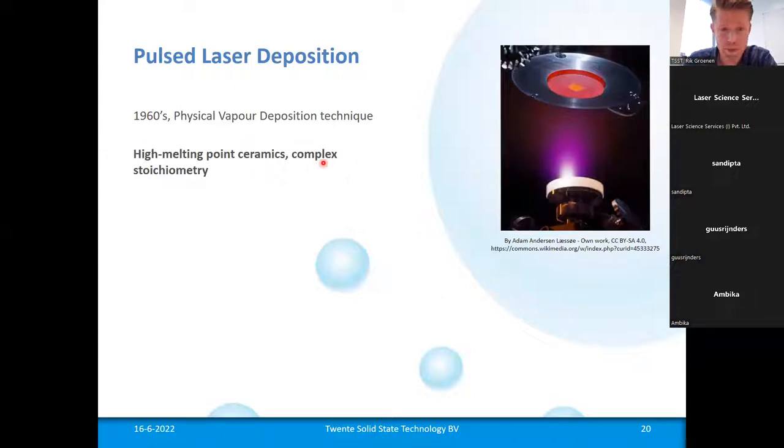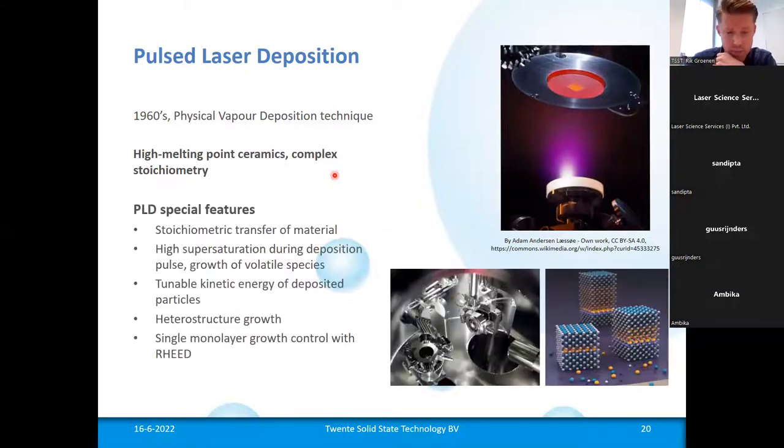Very useful for high melting point ceramics, and especially with complex stoichiometry. So that's kind of already bulleting the main features of PLD. It's mainly this stoichiometric transfer of materials. So you can simply start with, and it doesn't have to be a crystalline target, but just a sintered powder target with all the, let's say, atoms in the right stoichiometry ratio in the targets. And by the process of PLD, by the ablation, you form this plume with all these particles you put in your targets, and it crystallizes onto your substrate in the right conditions. You get this near stoichiometric transfer of these materials.